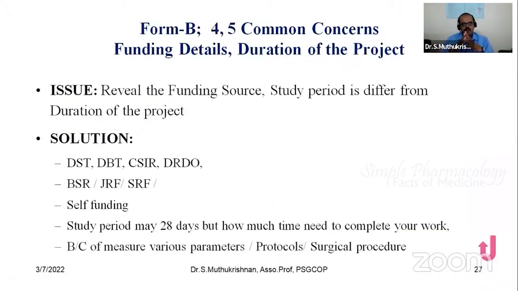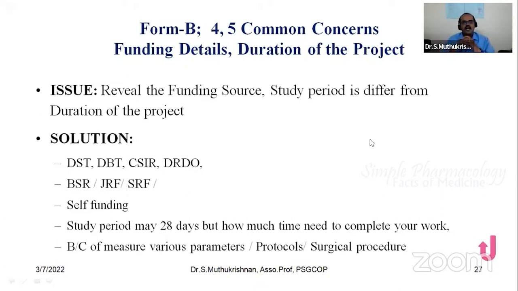Four and five are common concerns. You have to reveal the funding sources, and you have to explain the study period, how much duration the project has. You have to mention which funding source is available, either DSC or various funding sources, or maybe you have a fellowship, ARF or SRF. Otherwise, nothing, sir, I am doing my PhD project, so I am self-funded. You can explain. So you have to mention all those things in form part 4.